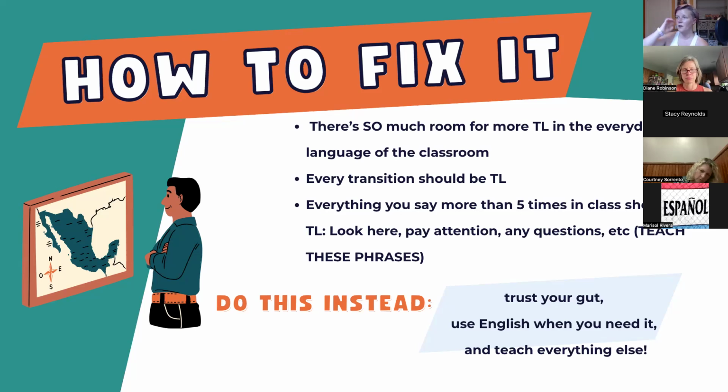So here's your motto for this one. Trust your gut. Use English when you need it. Teach everything else.